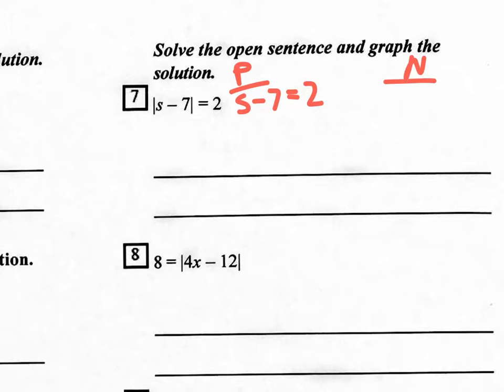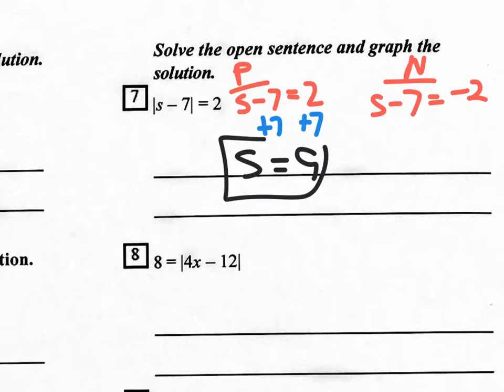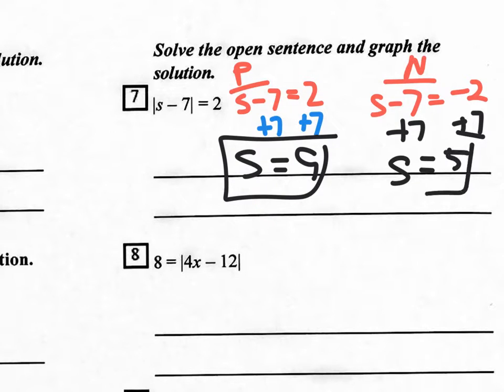And the negative situation is writing it exactly the way it is, S minus 7 equals, but you change the sign of the right side, negative 2. So when you solve both of them, when you go plus 7, you'll get S equals 9. That's one answer right there. When you go plus 7 and plus 7, you'll get S equals 5. That's another answer right there. So setting up the positive and the negative situation, I think, is pretty easy.